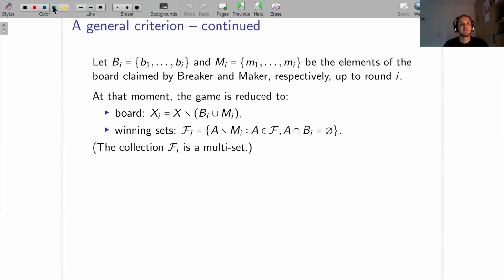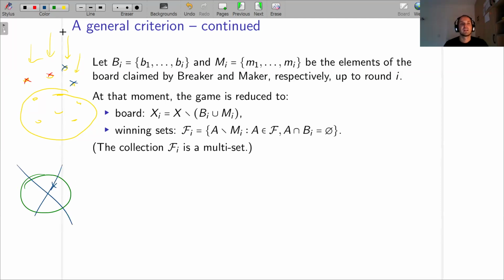If you look at the board, some elements are already claimed by maker, some elements are already claimed by breaker. The new board will actually be just this. We can remove these elements from the board. Why? Because any winning set that has a blue mark, we can remove the whole winning set. And after that, we can remove this element as well from the game, if we remove all the winning sets containing it, let's say this one and this one.